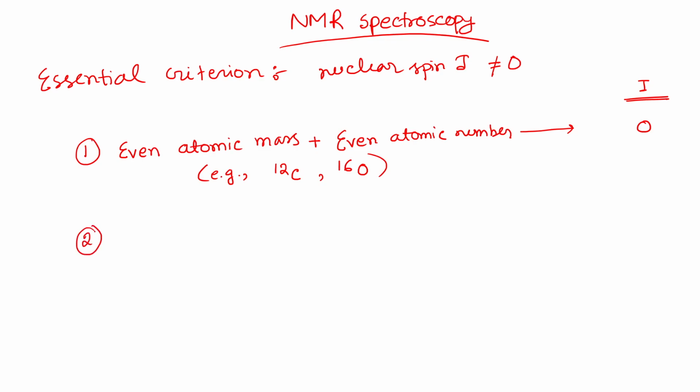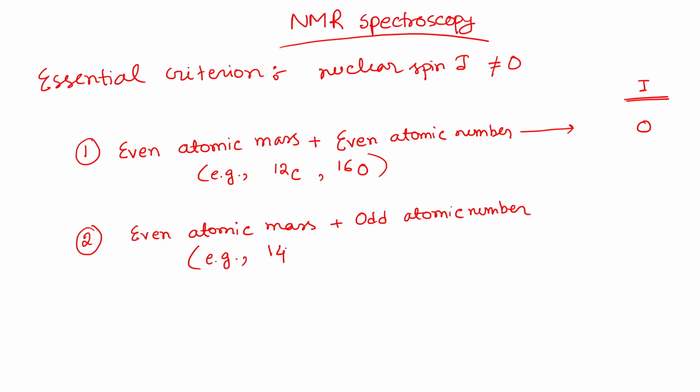Now what will happen if your atomic mass is even but your atomic number is odd? Examples: 14N, where the atomic mass is 14, an even number, but the atomic number is 7, so odd. Also deuterium 2H, or boron 10B. In this case, you are going to get a whole integer as your I.